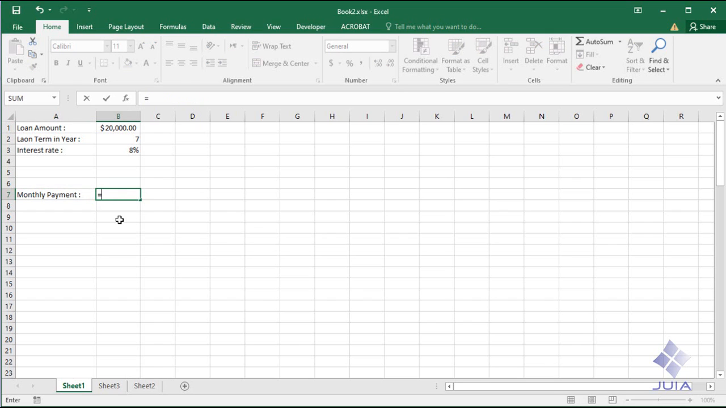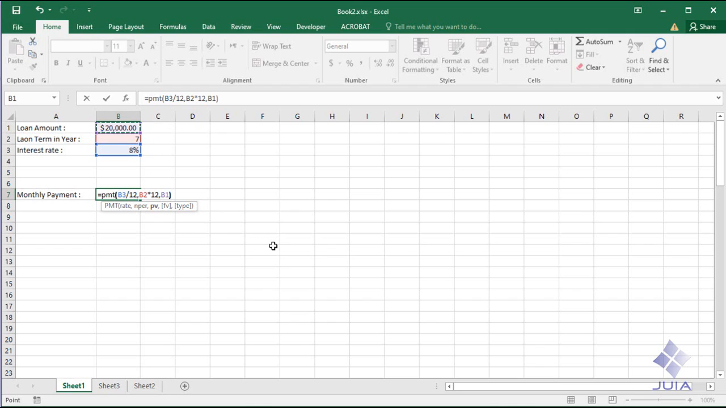The formula we're going to use here is the PMT financial function, which needs a few arguments. The first one is the rate, the interest rate, and it is 8%, which should be in monthly terms, so we divide it by 12. Next argument is the number of payments, which is 7 years. Again, this also needs to be in monthly terms, so we multiply by 12. The next one is the present value of the loan, which is 20,000. The other argument is not important, optional.